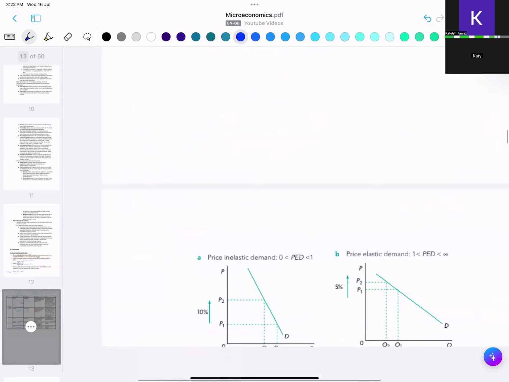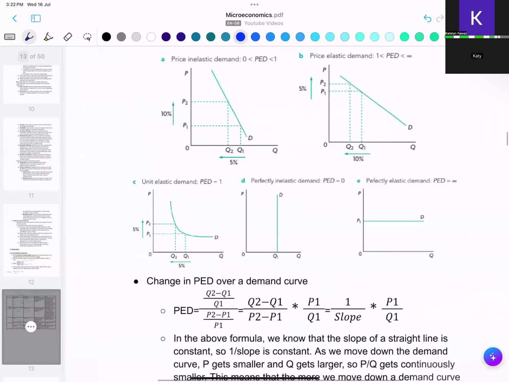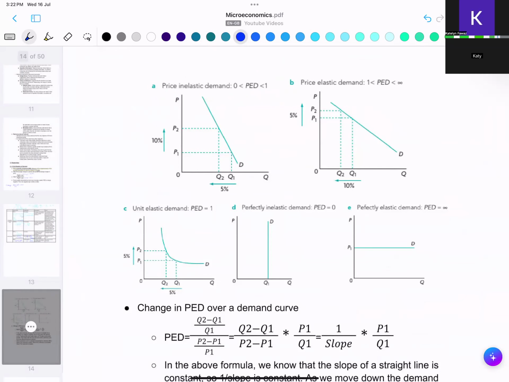These are the diagrams. Okay, so this is price inelastic, when it's greater than zero but less than one. So basically the change in quantity demanded in response to a change in price is less than the change in price. Then you have price elastic, where the change in quantity demanded in response to the change in price is actually greater. So here 10 is greater than 5, and here 5 is less than 10. Okay, so this is just that.